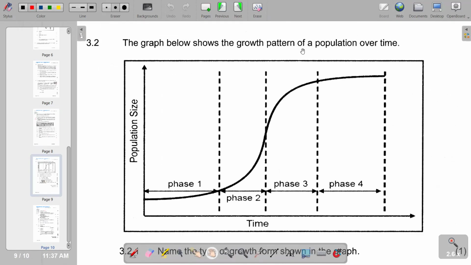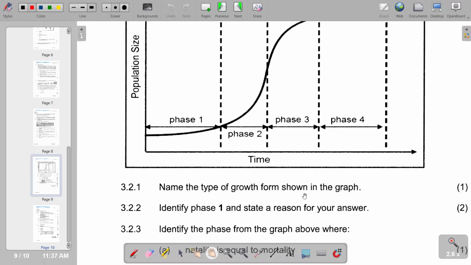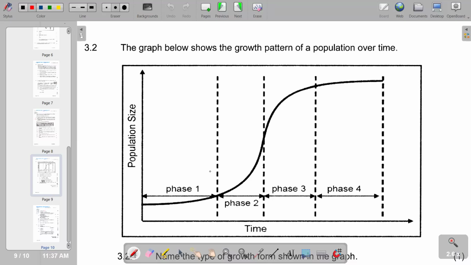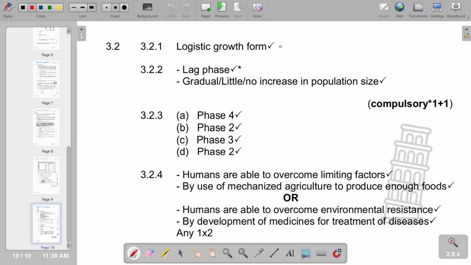The graph below shows the growth pattern of a population over time. We've got time on the horizontal axis and then population size on the vertical axis. And then name the type of growth form shown in the graph. So basically, the question needs us to name the type of growth form that is shown in the graph. The logistic growth form is indicated. We have the logistic growth form.